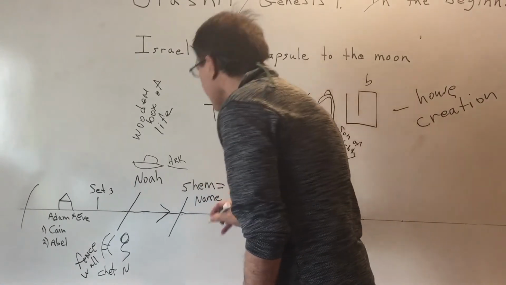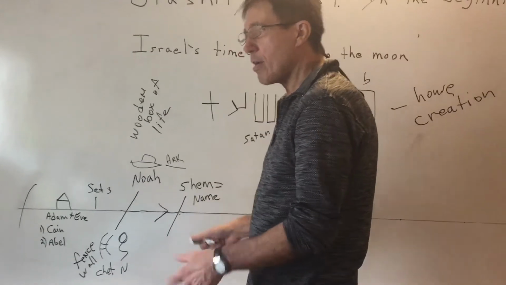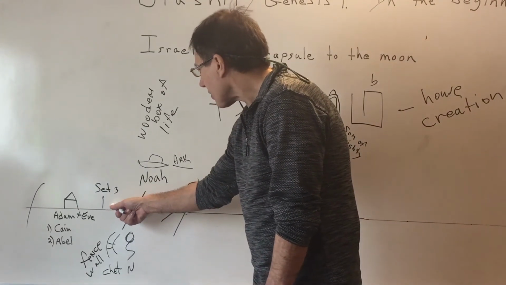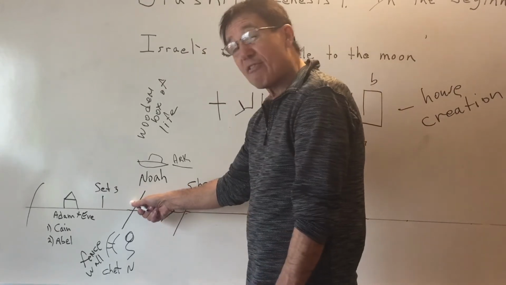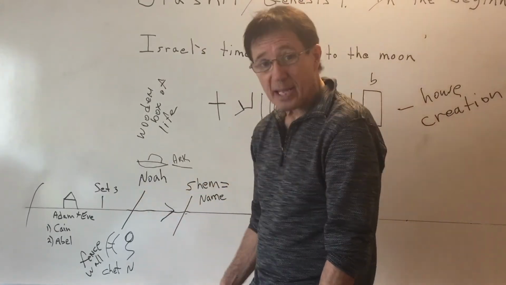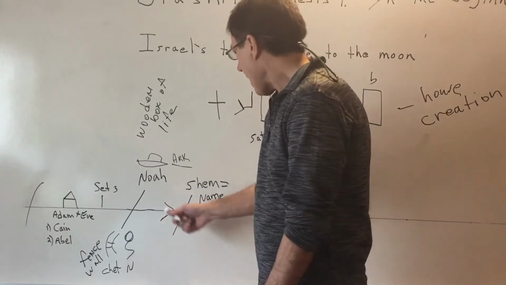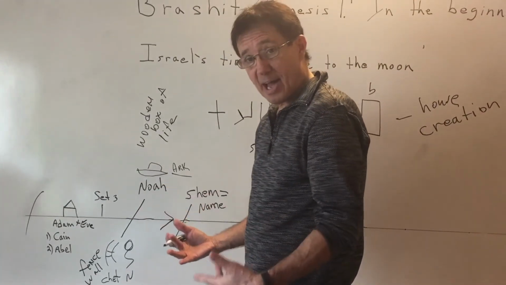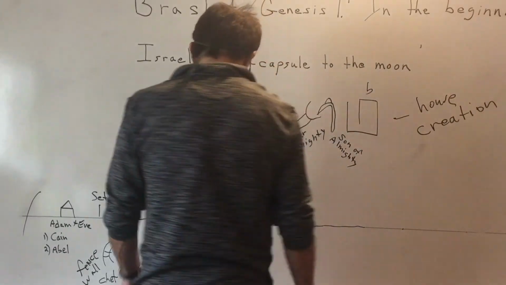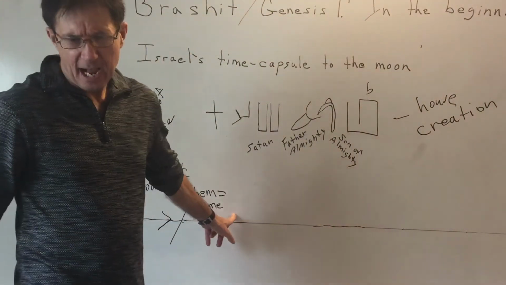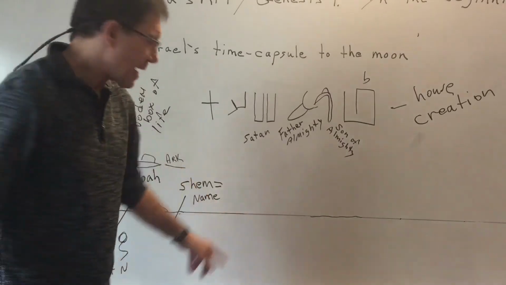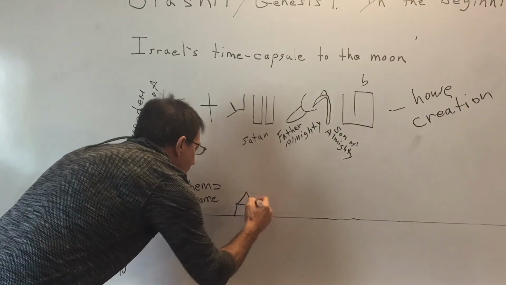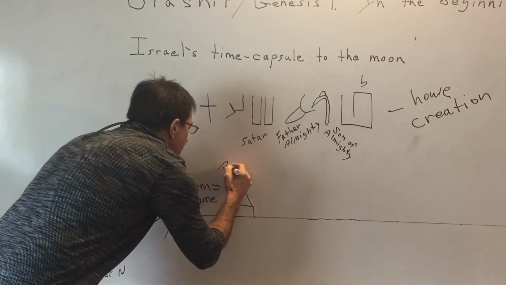name. Because we're going to start to find out that after Seth, the name of the father starts to be lost. And Shem is going to be a characteristic of getting that name back. As we progress down the timeline, the next little house to come to would have to be Abraham's house.